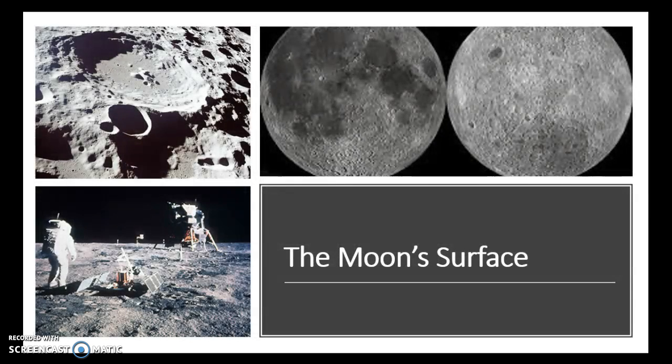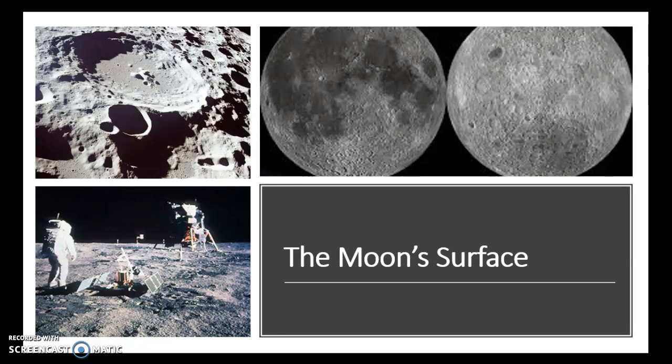So the moon's surface itself has a lot of different types of craters of different shapes and sizes, and these are all due to the different asteroid impacts, meteoroids, and comets that pretty much steadily strike the surface of the moon.